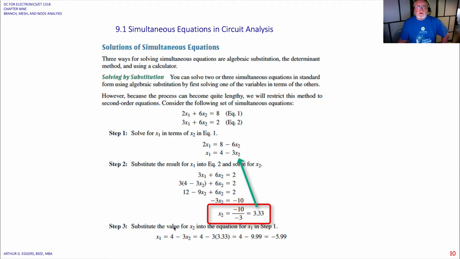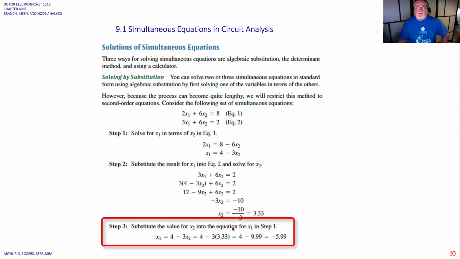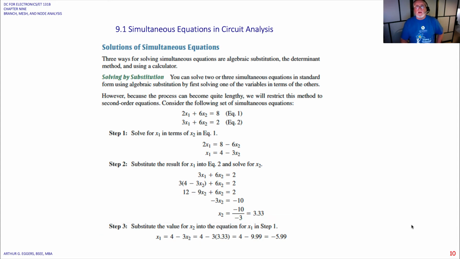So if I substitute the value now of x sub 2 back into x sub 1 in step 1, x sub 1 now is, and we just start from right here, 4 minus 3x sub 2, which is equal to 4 minus 3 times 3.33, which is 4 minus 9.99, which is essentially 10, gives me minus 5.99. So we've just manipulated the equations trying to get common terms so that we can solve one in terms of the other. Okay.